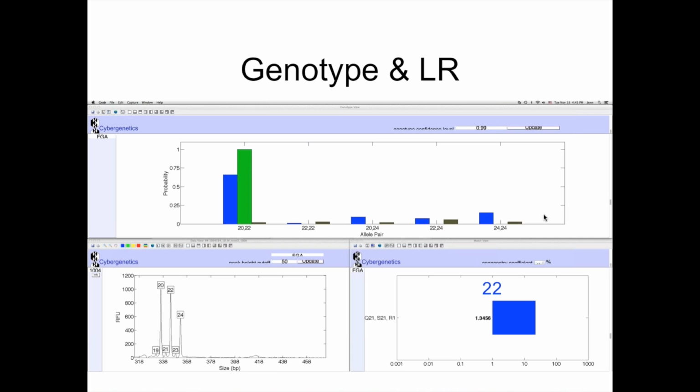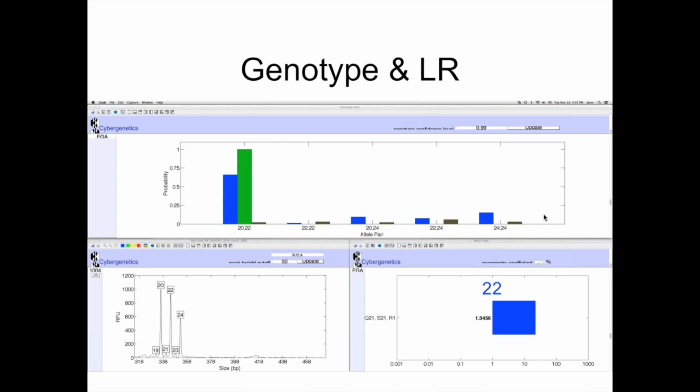So this is one of the views that we look at when we go through and review DNA evidence for reporting purposes. In the bottom left is the same data window that we just looked at, showing 2 tall peaks at 22 and 20 and a lower peak at 24. The top window is showing genotypes, and the bottom right window is showing the likelihood ratio. Let's take a look at the genotypes.